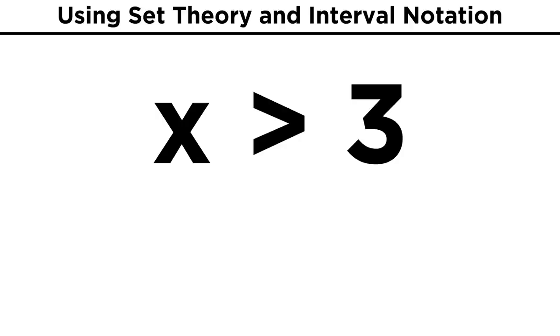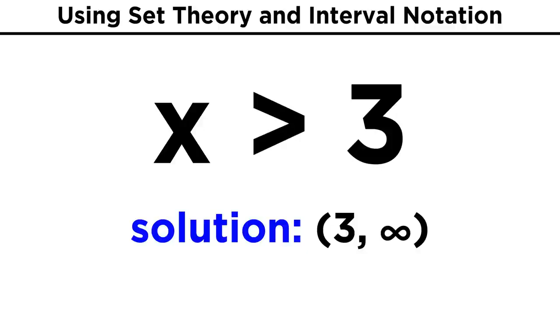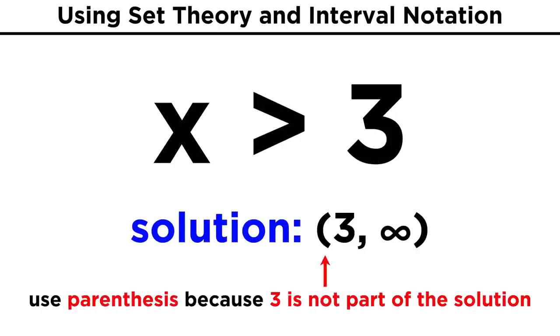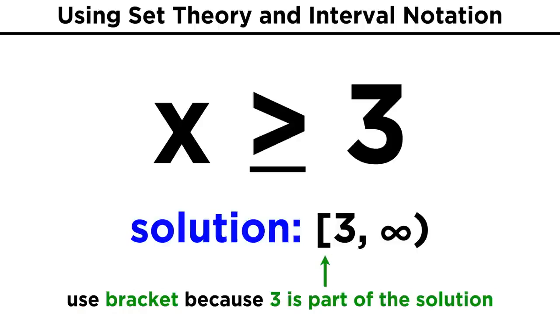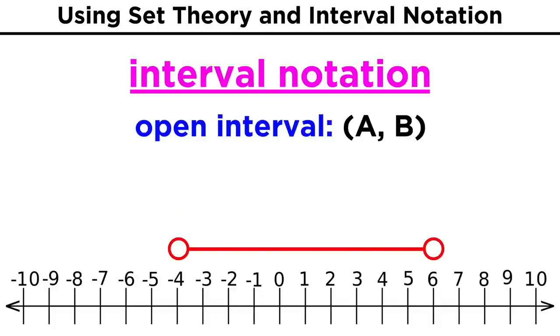If x is greater than 3, the solution is the set of all real numbers greater than 3, which would be 3, comma, infinity, in parentheses. Again, since 3 is not included in the solution set, we use an open parenthesis to start. If it was x is greater than or equal to 3, then 3 would be included in the solution set, and this would instead be an open bracket symbol, which implies inclusivity. These solutions use interval notation.